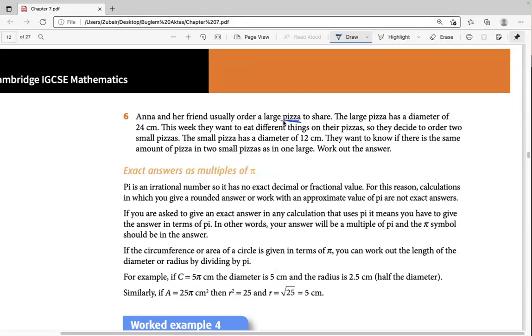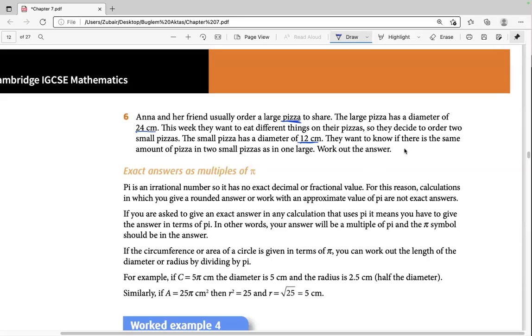Now, this was the term which led us to that question. Anna and her friend usually ordered a large pizza to share. The large pizza has a diameter of 24 centimeters. This week, they went to eat different things on their pizzas, so they decided to order 2 small pizzas. The small pizza has a diameter of 12 centimeters. They want to know if there is the same amount of pizza in the 2 small pizzas as in one large one.